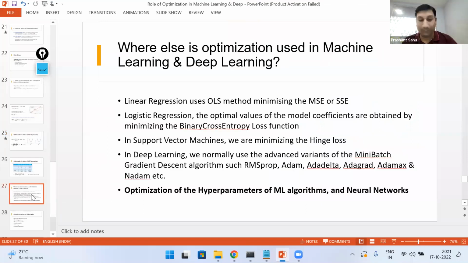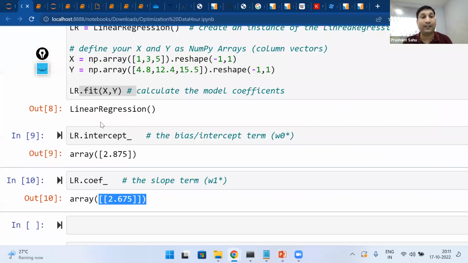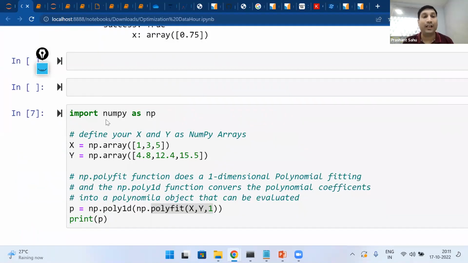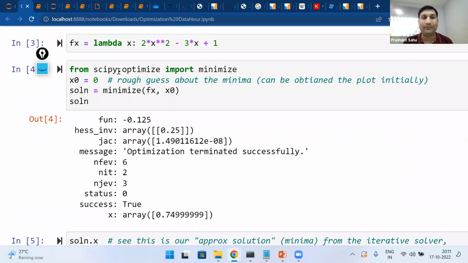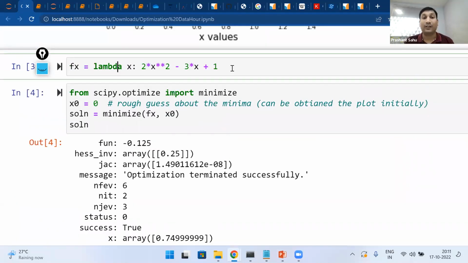Fine. So we are almost nearing completion. But before I do that, I'll give you some more applications. So let me go with that function. I want to minimize that function. Which function? 2x squared minus 3x plus 1. The same function which I used in my slides. Remember, someone had already solved 0.75. Now I'm going to solve that same expression for you.